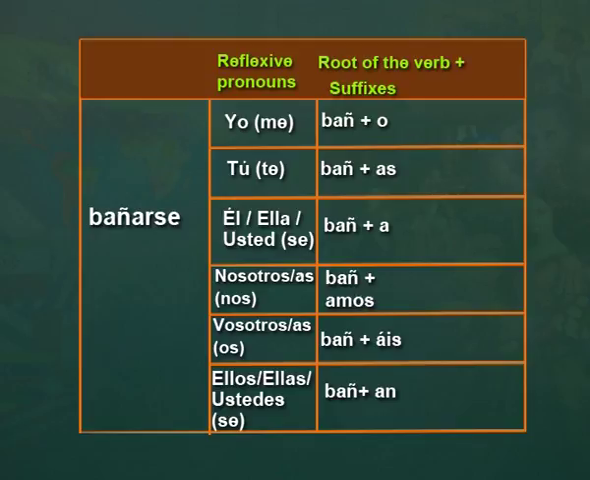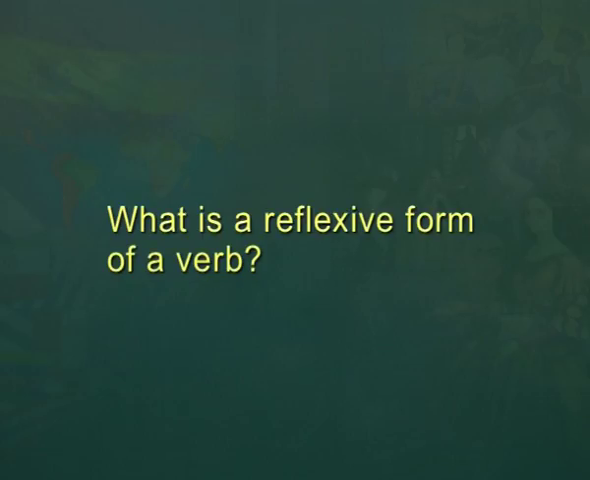Me baño, te bañas, se baña, nos bañamos, os bañáis, se bañan. Now, let us understand why we need a different form of verb for talking about oneself, and why we need a reflexive verb. So, what is a reflexive form of a verb?